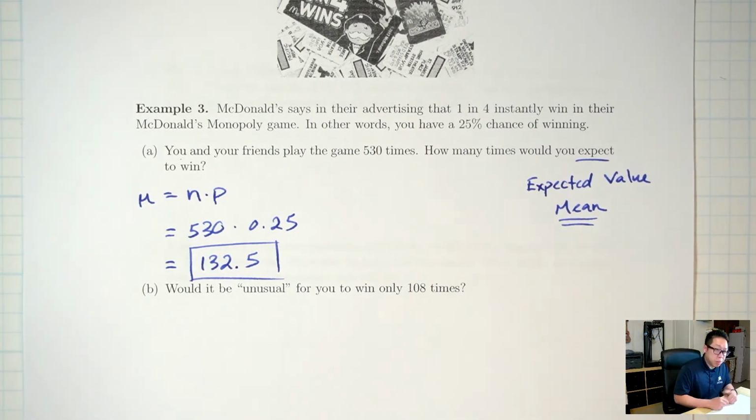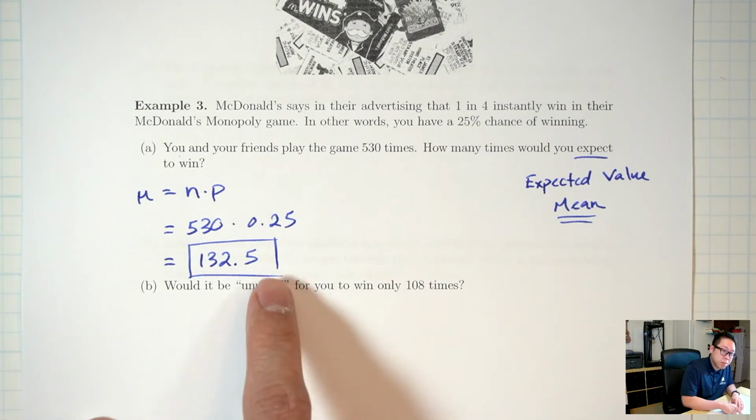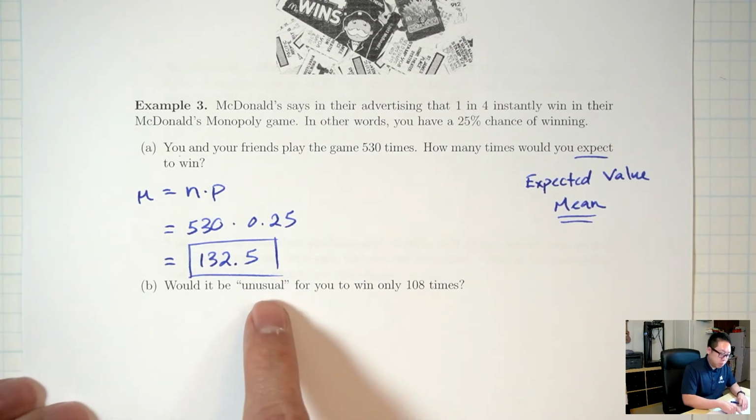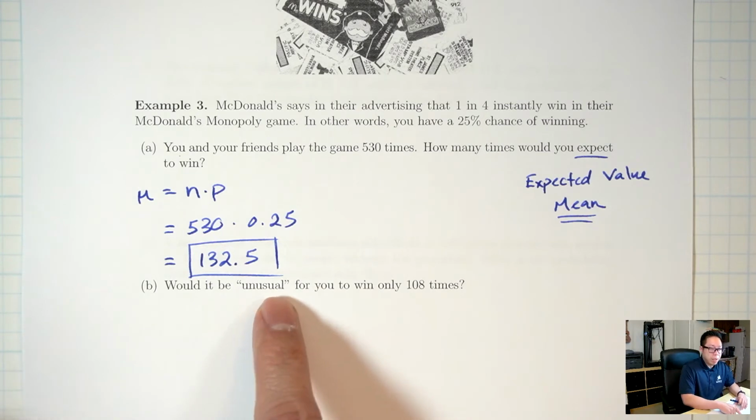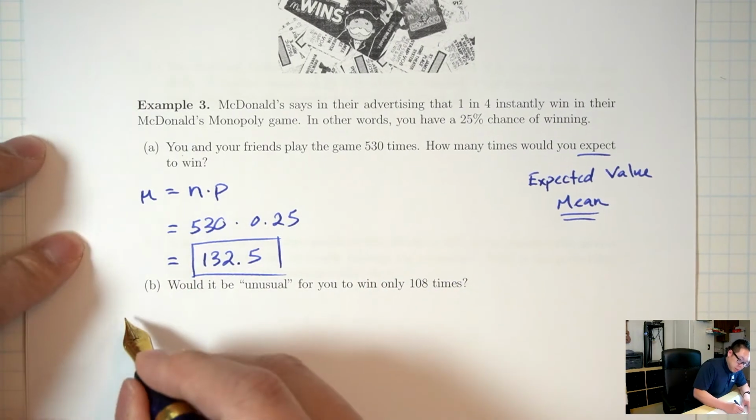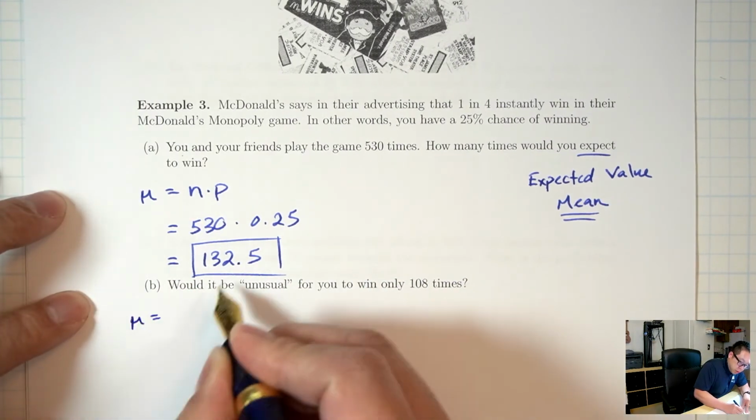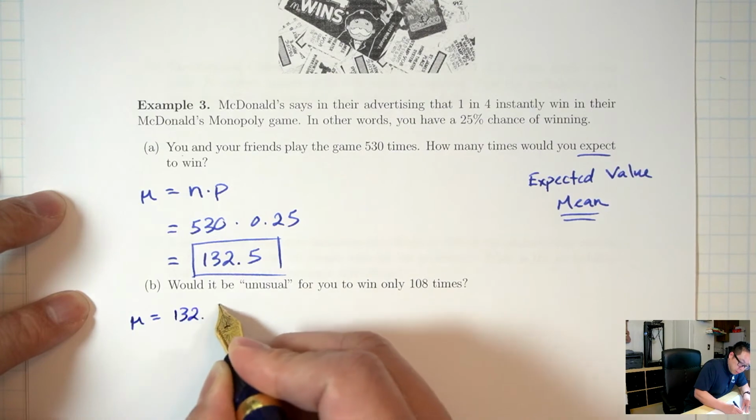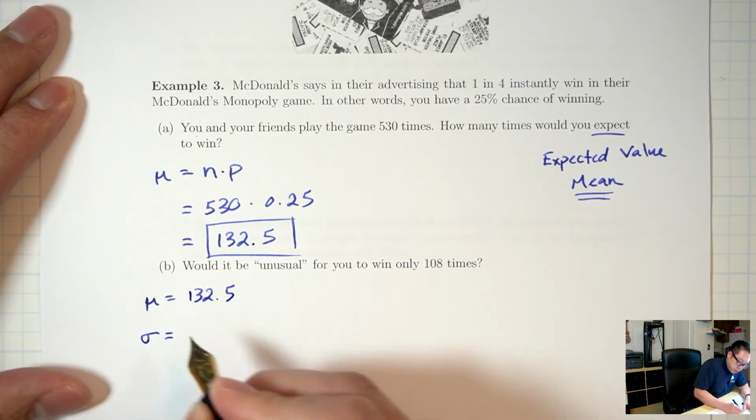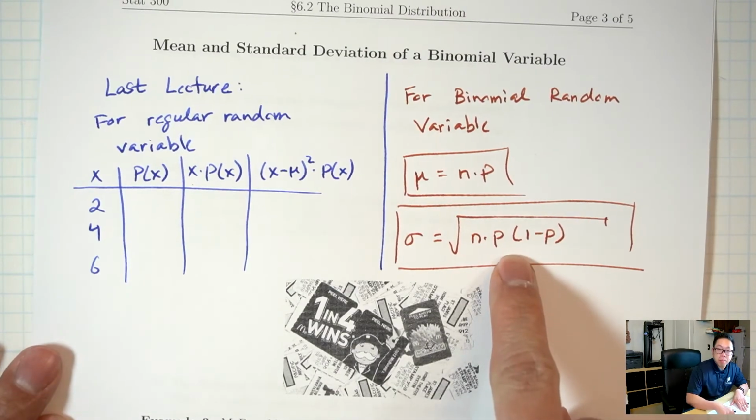Question is, is it really normal? Is it really normal, or is something unusual going on? So just like in the last lecture, when we're asking about unusual, I want to make the empirical rule picture. So I need the mean, which I know is 132.5. And I need the standard deviation, which I know I can get using this formula.